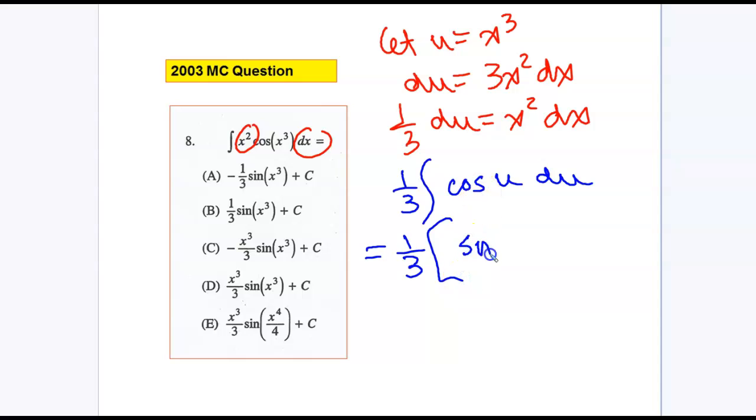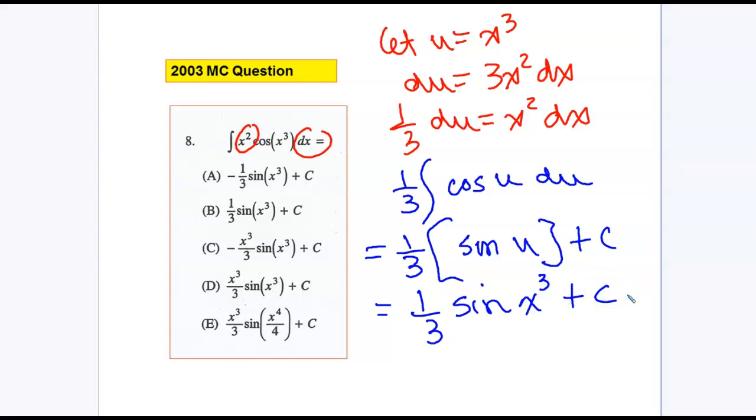The integral of cos is sine u plus a constant, 1/3 sine, and in place of u, it's x cubed plus a constant. And so my answer for this particular one is going to be right here, question answer B.